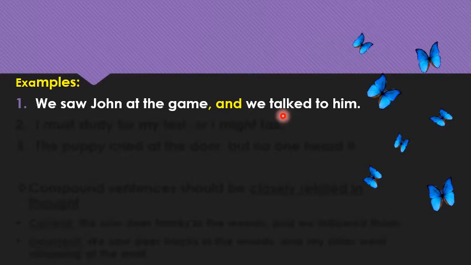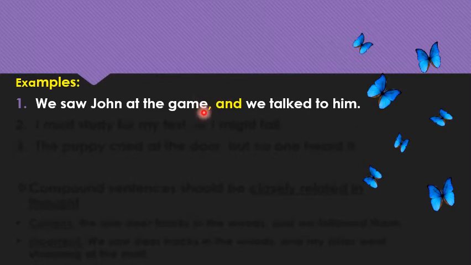But before I do that, shall I do it randomly? Shall I put 2 sentences together in a random way? No. We saw John at the game. This is the first sentence. I have to put comma after the first one. And then we have a conjunction. And. So comma before the conjunction. Please keep that in mind. We talked to him. Then you're going to complete the rest of the sentence, okay?